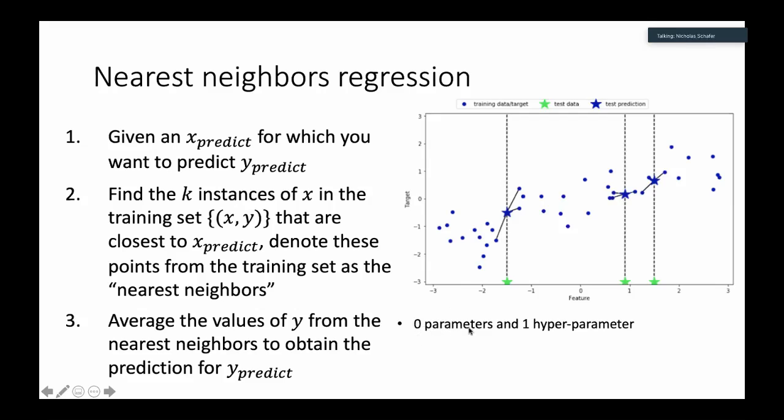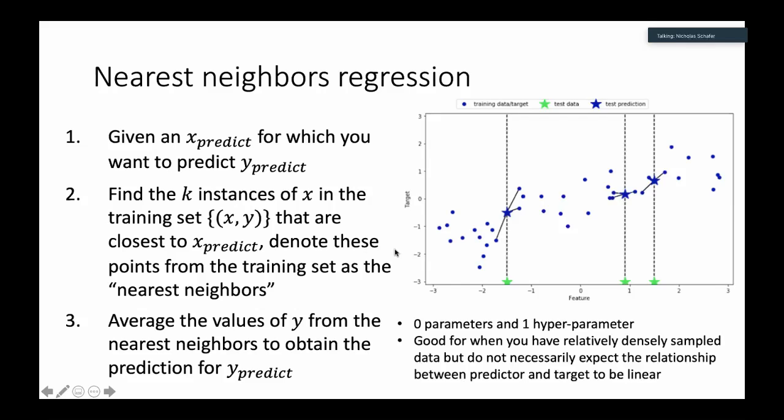There are no parameters per se, but there is one important hyperparameter, and that is k, the number of nearest neighbors that you're going to average over to obtain the prediction. And nearest neighbors tends to be good for when you have relatively densely sampled data, so not any big gaps along the x-axis here, but you don't necessarily expect the relationship between the predictor and target to be linear or even monotonic.